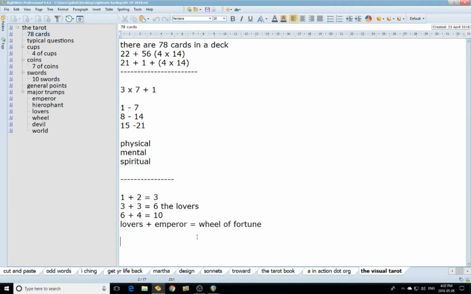And if you were to do this exercise for, let's say, the Emperor plus the Lovers equals the Wheel of Fortune, and think about it and what you get out of it and what you might say and what kind of story it tells and what it makes you think about, you're going to be able to speak automatically with wisdom about what cards are showing.